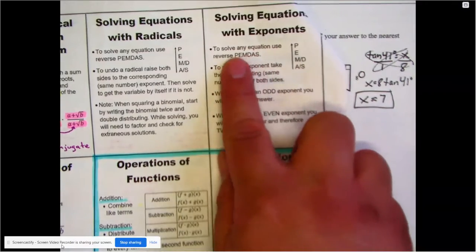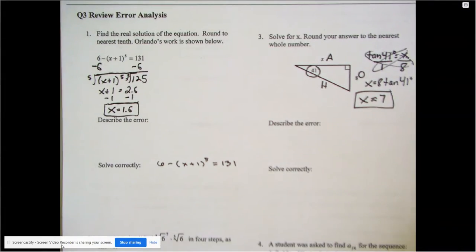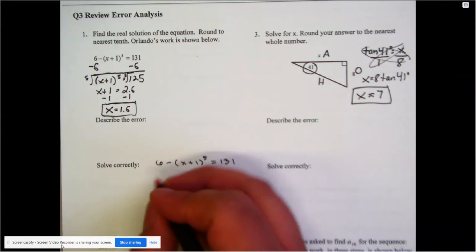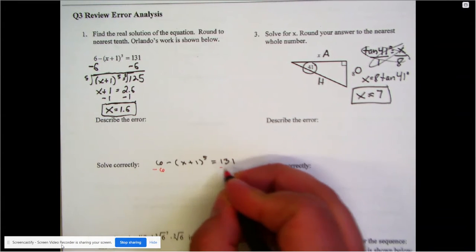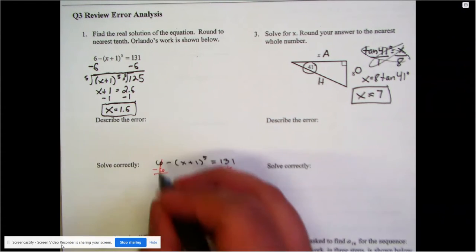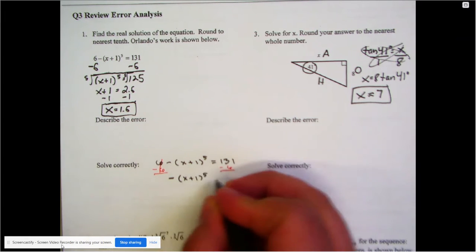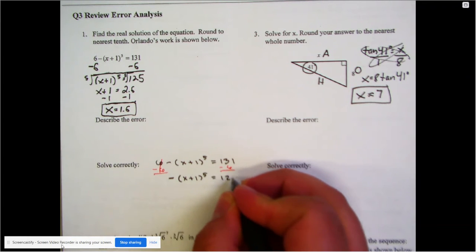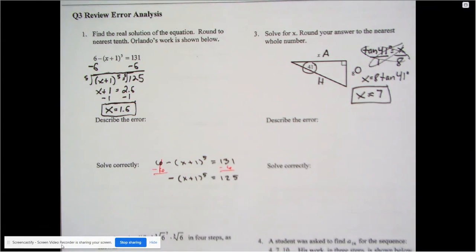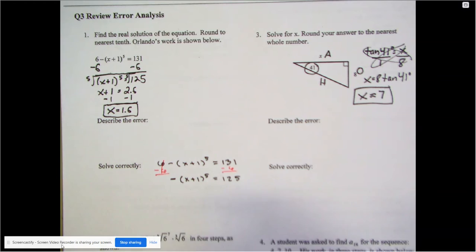So you have to solve by using reverse PEMDAS. What that means is I should be getting rid of all these extra values. For instance, I should be getting rid of that 6 by moving it to the other side. Notice I still have a negative here: negative (x plus 1) to the power of 5 is equal to 125. This is when you pause and look at what they did. They did do a subtraction of 6, and then look at what they have. They have the 125.